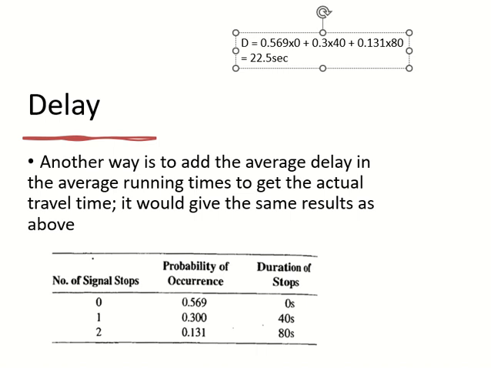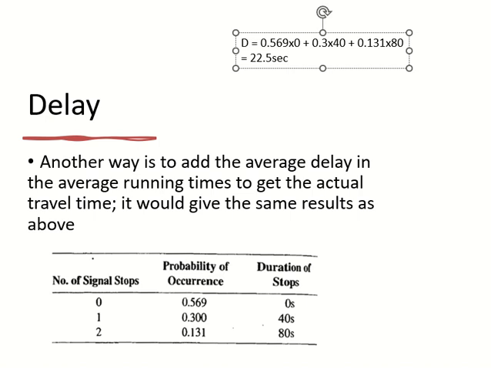Clear? Okay. So either you can calculate delay using the two types of studies, running time and travel time, or you can calculate delay using the chance of having the delay. So the value multiplied by its chance. How did I get these values? These are coming from observations.